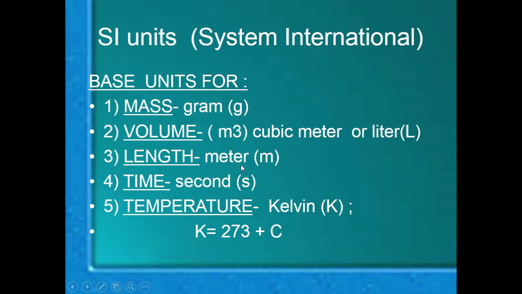Length. We use the base unit meter, or little m. Time. We use second. In temperature, we use something called the Kelvin, or capital K. We use a Celsius thermometer, and we take that measurement and we add 273 to give us our Kelvin unit.